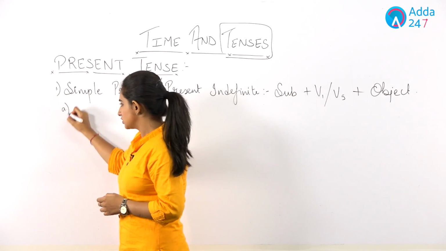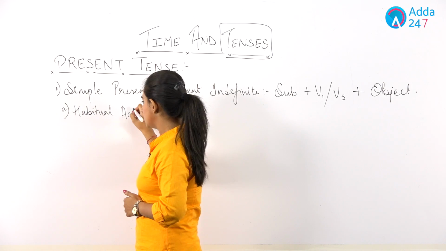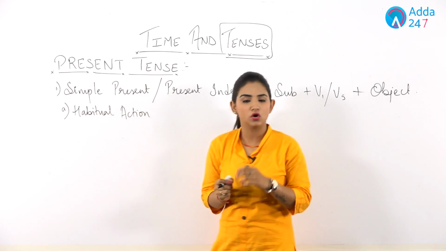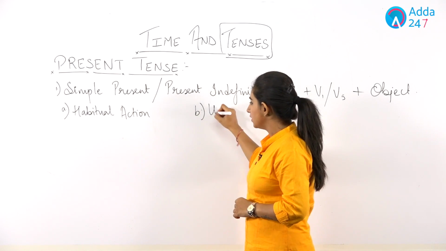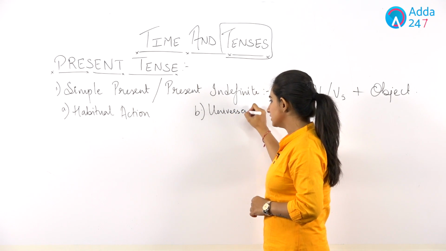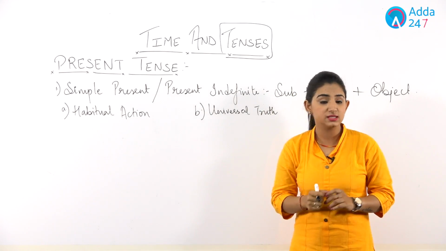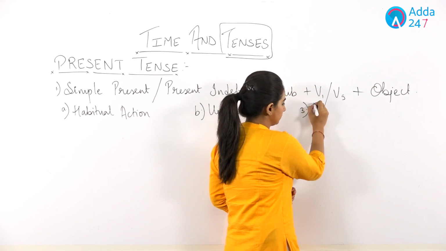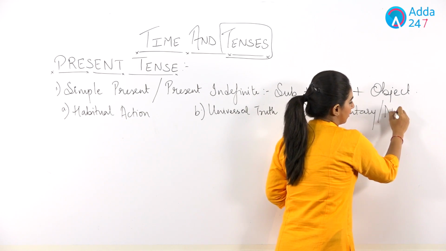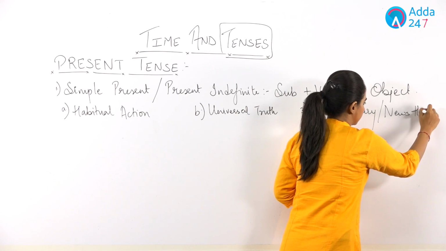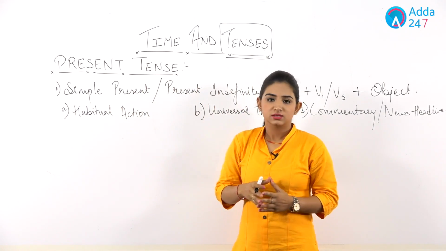Fine. Now we'll discuss what is the usage of simple present or present indefinite tense. The first usage is if you have any habitual action given, we'll use simple present tense or present indefinite tense. Fine. Second is if a universal truth is given, we will use simple present or present indefinite tense. And third is if we are writing anything about commentary or news headline. In this case as well, we will use present indefinite or simple present.